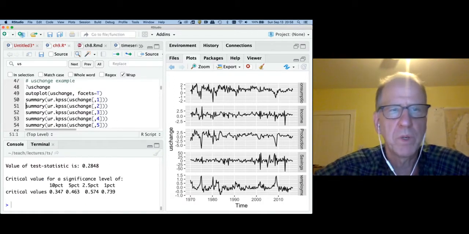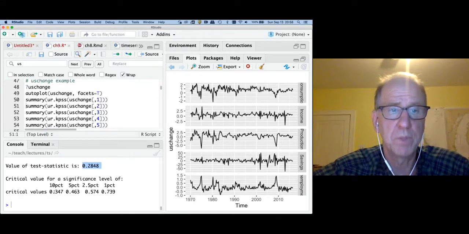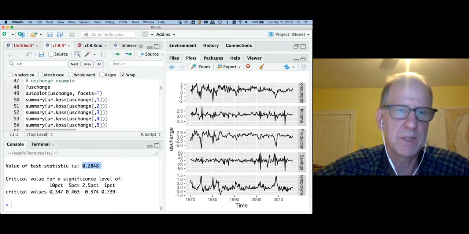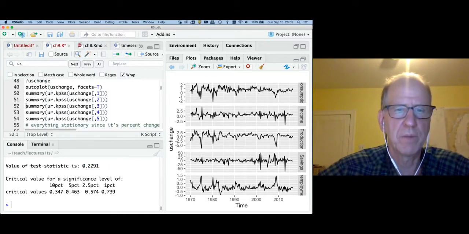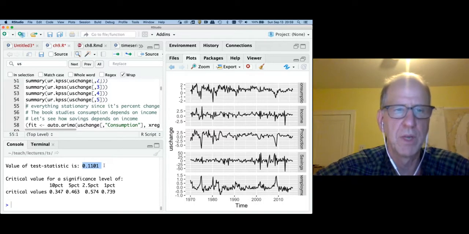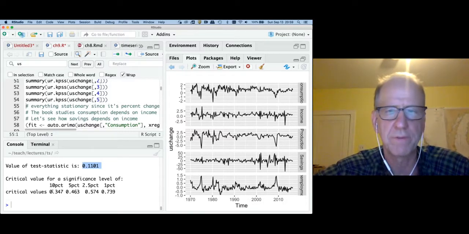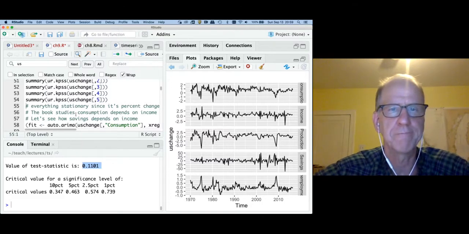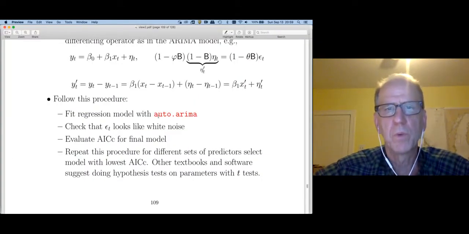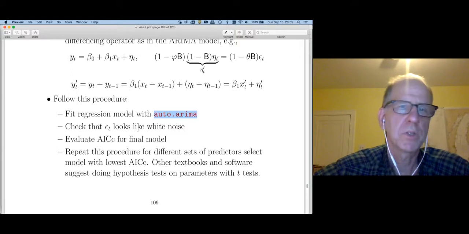If you don't believe me, we can use our KPSS test. The test statistic is very small. It's much less than even the critical value for a 10% cut. If we do it for the second variable, same story, third, fourth, fifth. All 5 variables have very small test statistics, less than the critical value for the 10% cutoff, so they're all very stationary. If we follow our procedure, we're going to use auto.arima to choose the right model. Then we're going to check our errors. So let's go do that.